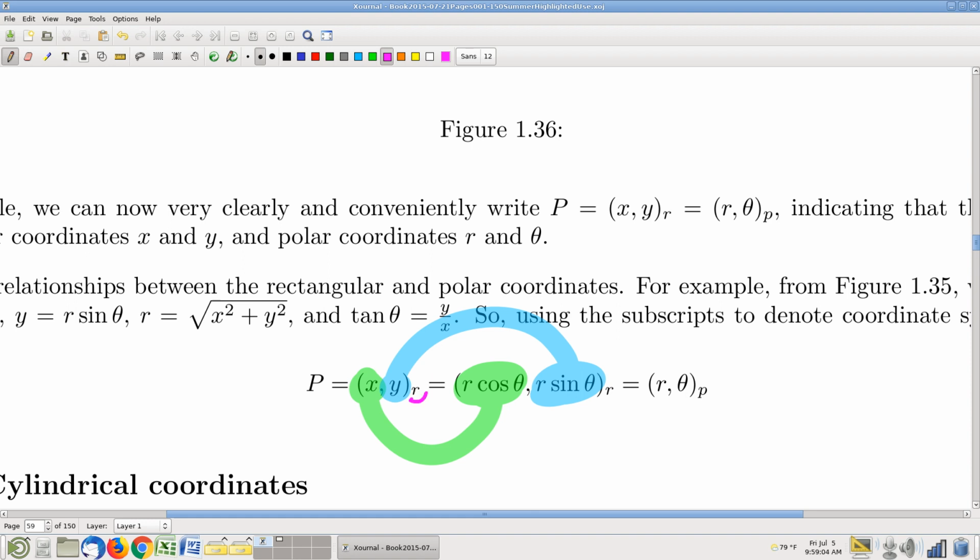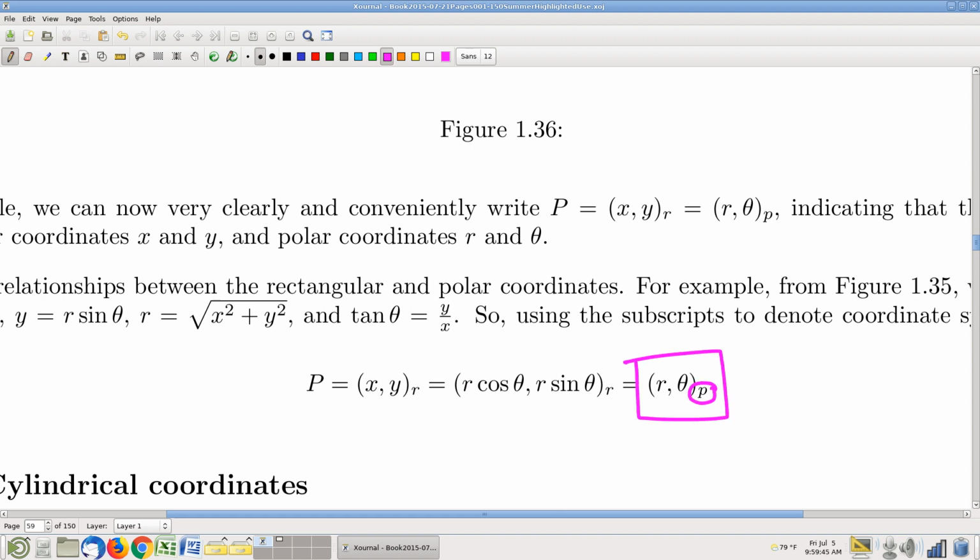You'll notice that I'm indicating with this subscript of r that that r there means rectangular. So this is saying the point whose rectangular coordinates are x and y. Again, you'll notice this subscript, rectangular. So I'm telling you that the point whose rectangular coordinates are x and y, that's the point whose rectangular coordinates are r cosine theta and r sine theta. That's just a fancy way for me to tell you that x is r cosine theta, y is r sine theta. Now, on the other hand, what are these r and theta? Well, look at this. Here my subscript is p. That says polar. That says I'm talking about the point whose polar coordinates are r and theta.